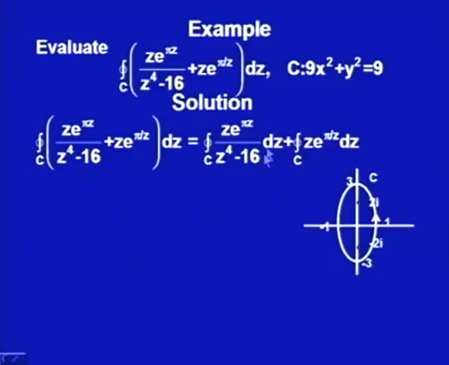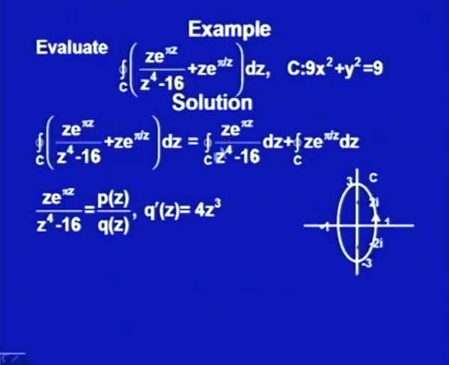Now, let us take the first one, z times e to the power pi z upon z to the power 4 minus 16. This is of the form p z upon q z. This would have singularities where z square is equal to plus minus 4. When z square is equal to 4, z would be plus minus 2, and when z square is equal to minus 4, you would get z is equal to plus minus 2i. So, this function has 4 isolated singularities: plus minus 2 and plus minus 2i. Plus minus 2 are on the real axis, and certainly those points are outside this given contour.